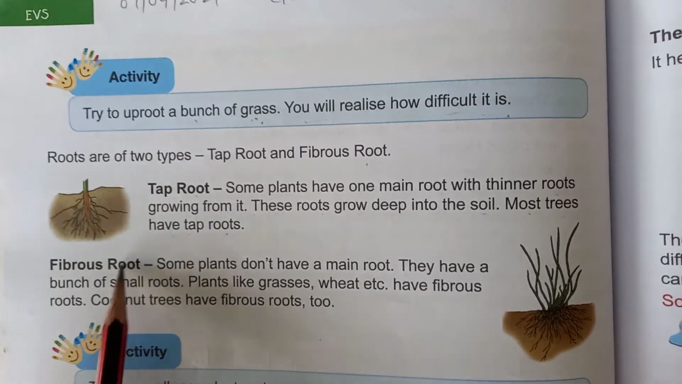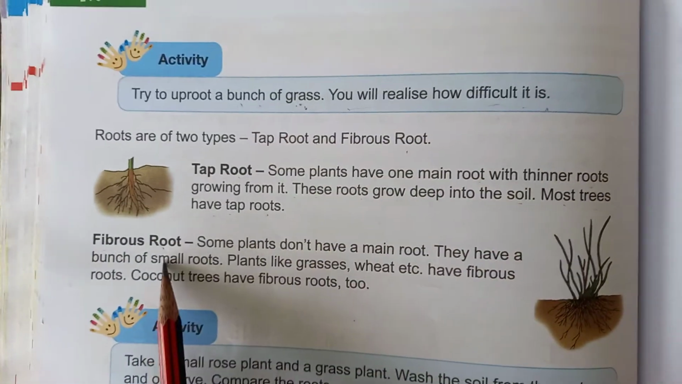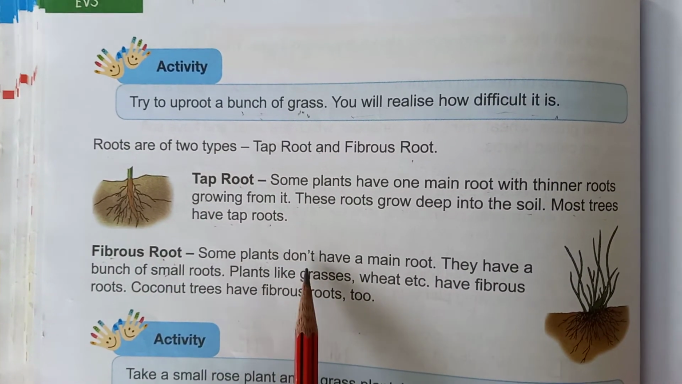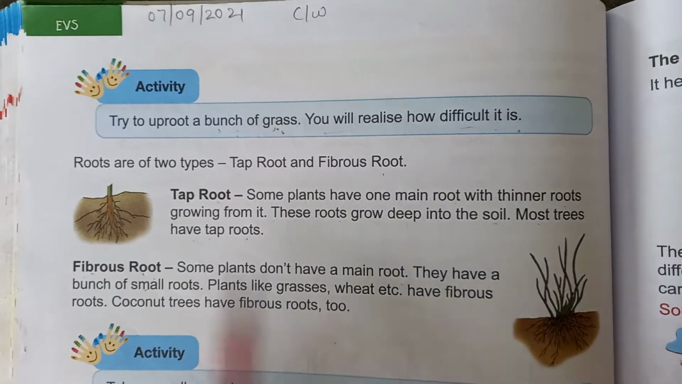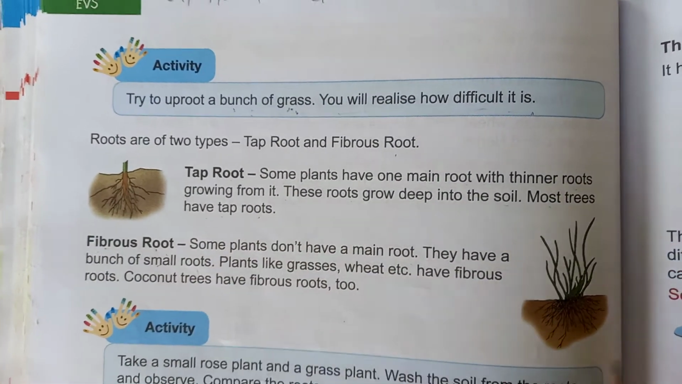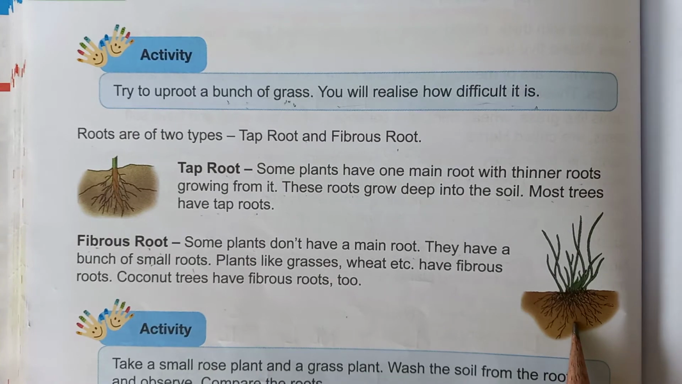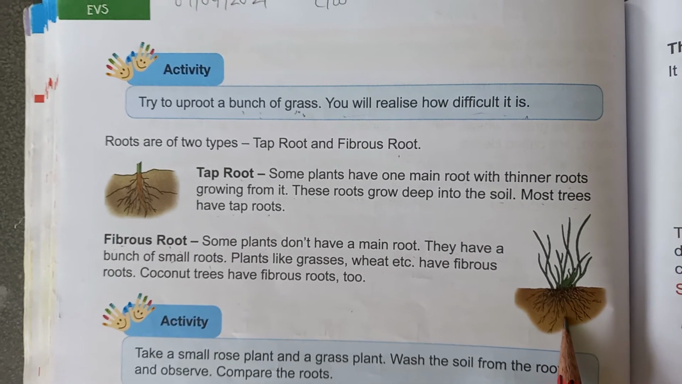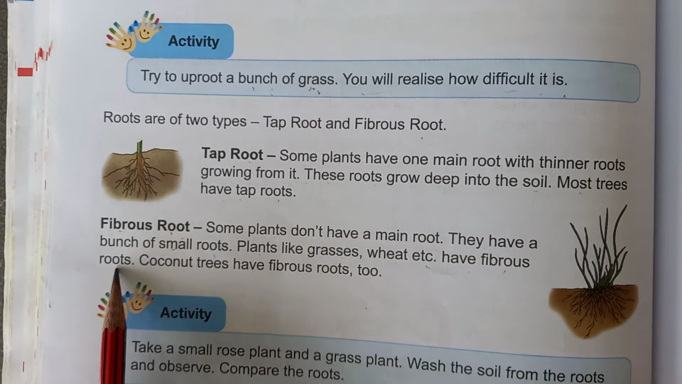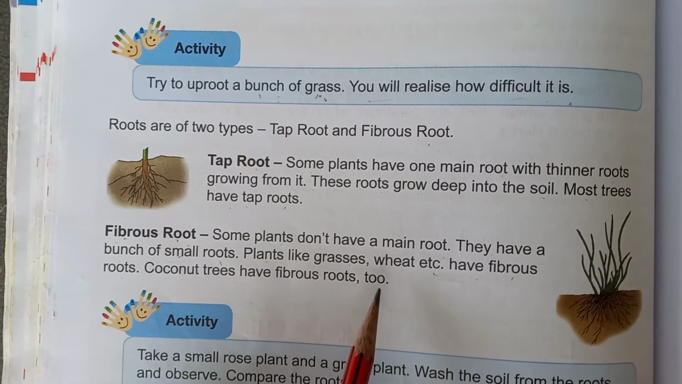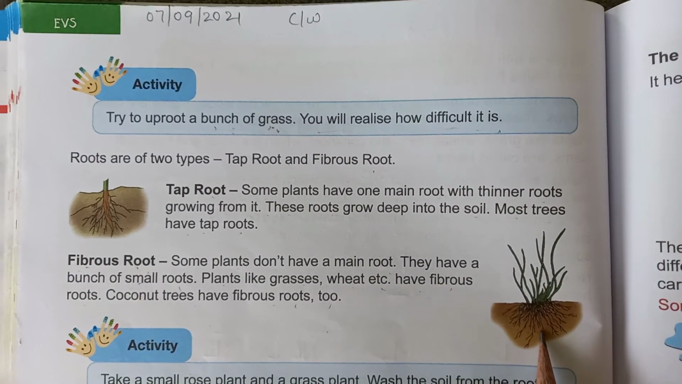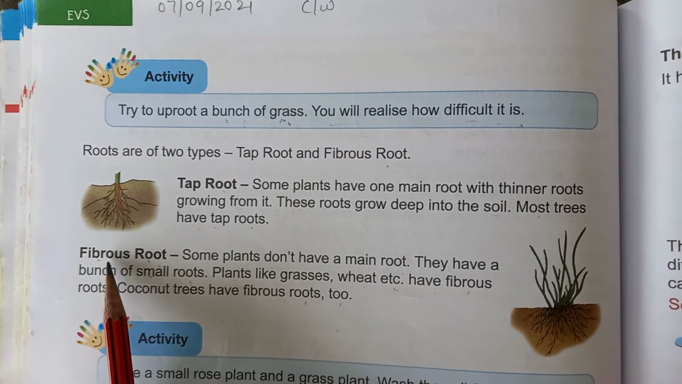Now fibrous root. This bunch of grass is a fibrous root. They are in a bunch, so we call it fibrous root. See here, fibrous root: some plants don't have a main root. They don't have a main root, whereas here this is one main root. But they are in a bunch; they have a bunch of small roots. For grass we can see wheat. Plants like grasses, wheat, etc. have fibrous roots. Coconut trees have fibrous roots too. If you see coconut trees in the picture, you will see roots growing this way. So we call that fibrous root.